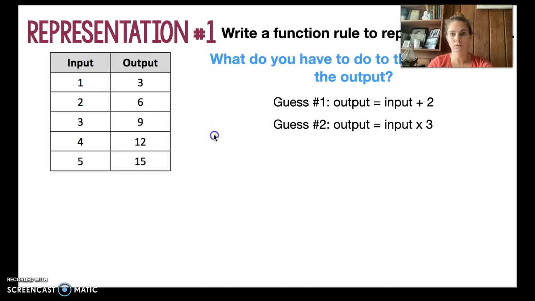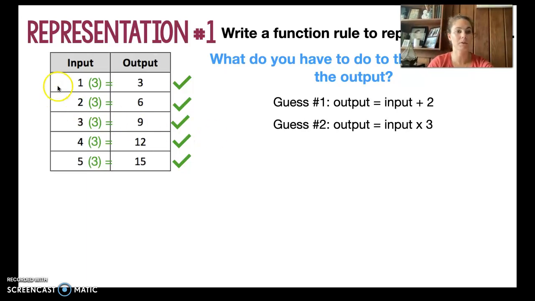So I'm going to try a second rule. My second guess is that my output is my input times 3 because I know 1 times 3 is 3. So 1 times 3 is 3, works for that one. 2 times 3 is 6, so far it's working. 3 times 3 is 9, 4 times 3 is 12, and 5 times 3 is 15. So according to this table, my function rule of my output is equal to whatever my input is times 3 works. Each input-output pair makes that equation true.